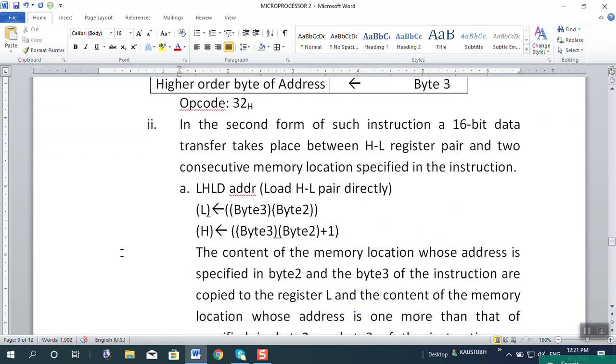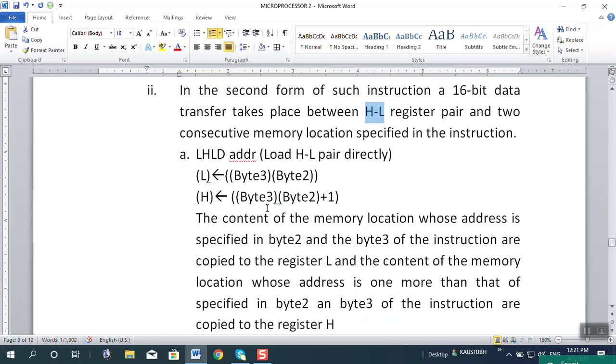And the second form of the instruction is for 16-bit data transfer. So 16-bit data transfer takes place with the HL register pair. Point to be noted here: only the HL register pair. That is one of the specialties of the HL register pair, not the other pairs. So there are two instructions again. LHLD address. LHLD means load HL register pair directly.